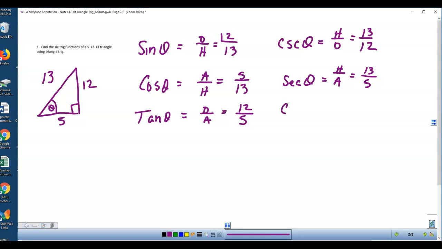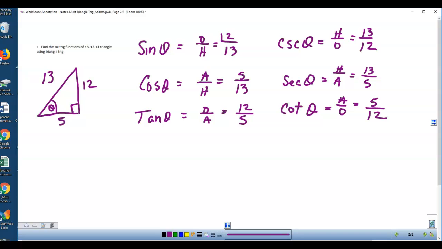Then the last one is cotan of theta. Those are too easy to remember, go together, cotan and tangent. And so its reciprocal would be adjacent over opposite, which means 5 over 12. And normally I don't put multiple equal signs on the same line, but since we're showing that comparison, that's what I went with. So that's what I mean by finding the 6 trig ratios.